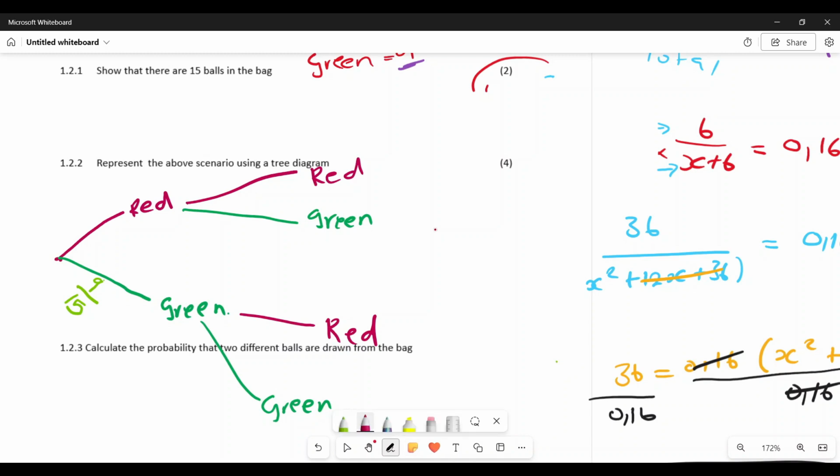Now, let us do the same for the red. What is the probability of you choosing a red ball? How many red balls do you have? We have 6 red balls. And how many options can you choose from? There are 15 options you could choose from.